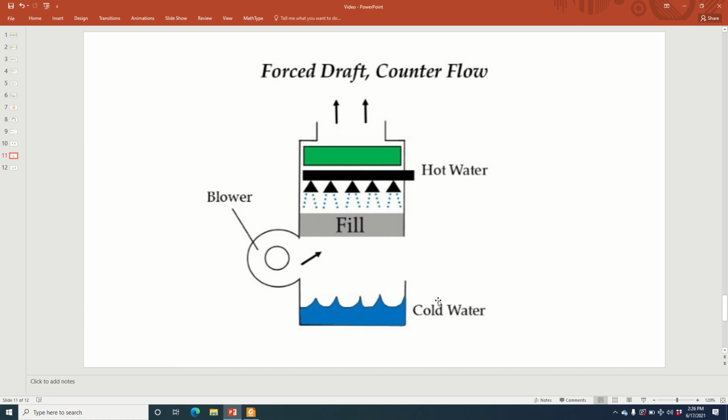The second type is forced draft counterflow. In the forced draft counterflow, a blower is placed on the side. You can see in this figure, in the previous one the blower was on the top, but now it is on the side at the bottom.